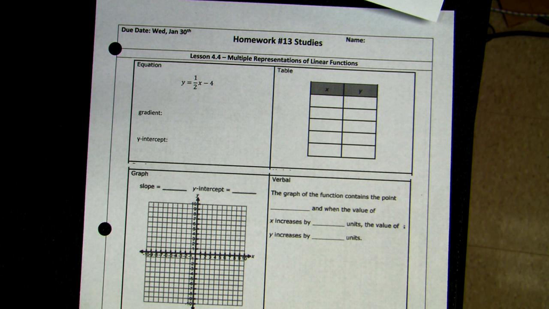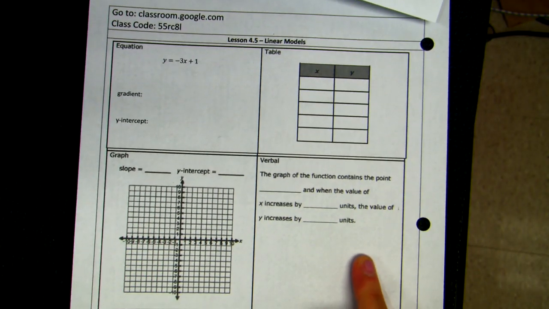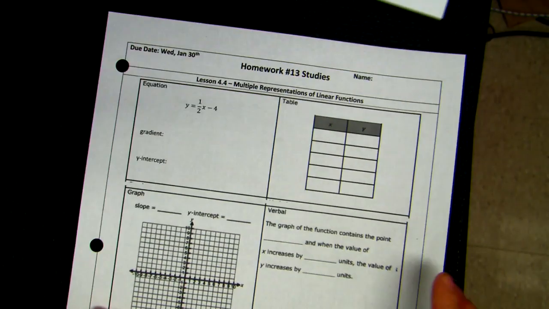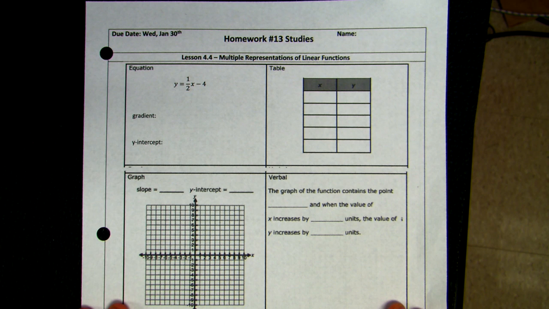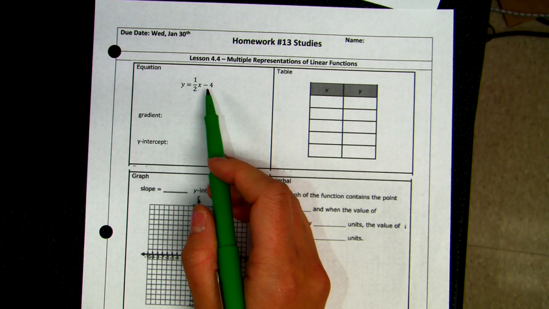We're going to go through multiple representations of linear functions, which we've been working on for a few days here. I'm going to go through this example with y'all. You're going to complete the example on the back yourself. Okay? So on this one, for my equation, I've got y equals 1 over 2x minus 4.